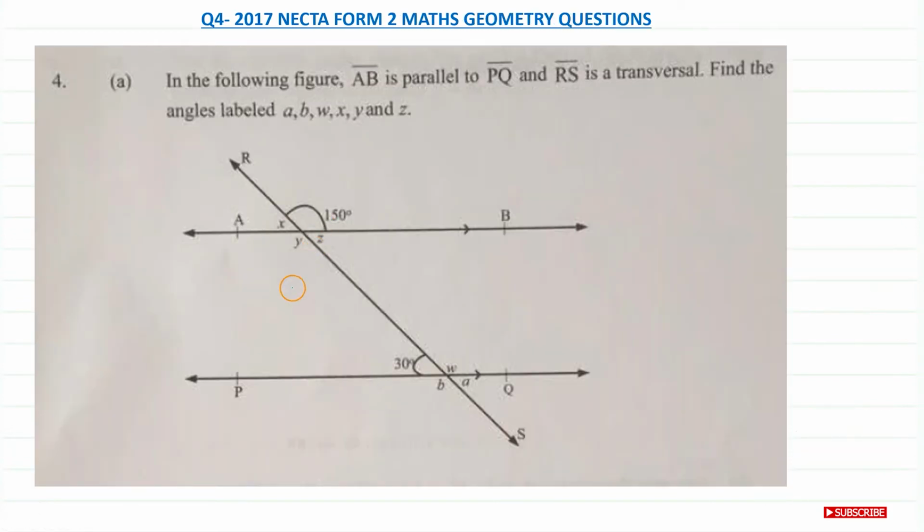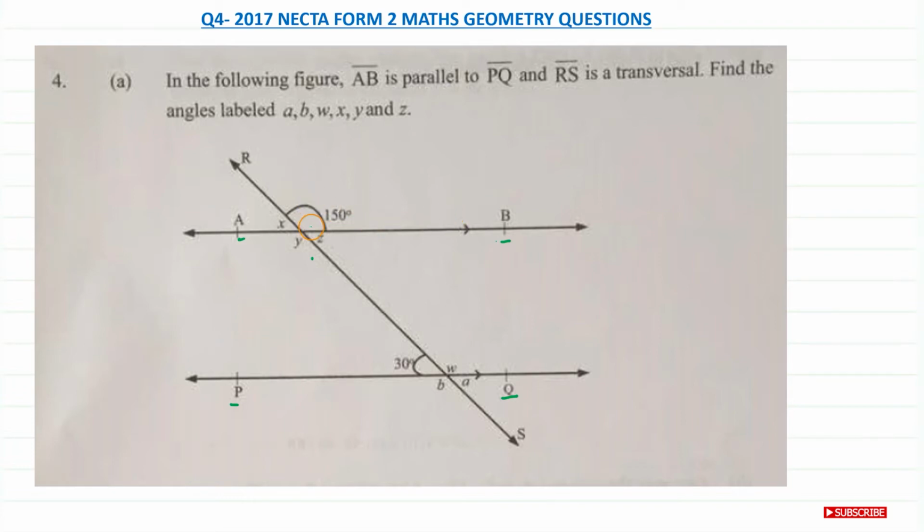Now for question A, we have a geometry question. I can see I have parallel lines here, so angles in parallel lines. In the following figure, AB is parallel to this line PQ, and RS is a transversal. A transversal is just a line that cuts through parallel lines. So find the angles labelled A, B, W, X, Y, Z.